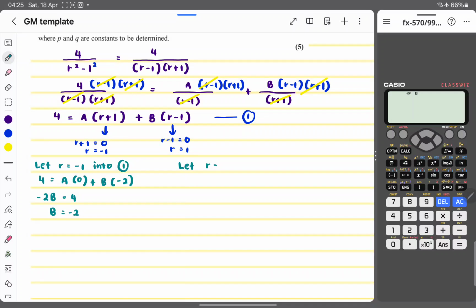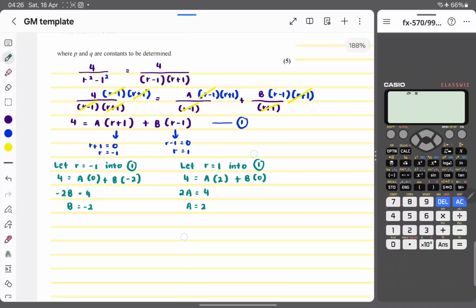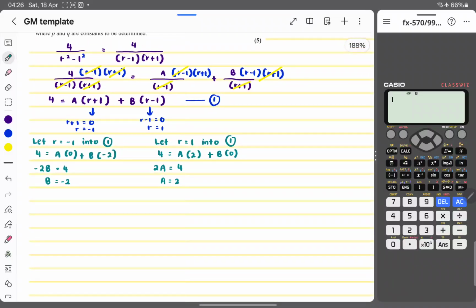And let r equal 1 into equation 1. 4 is equal to a(1 plus 1), 1 plus 1 is 2, plus b(1 minus 1), 1 minus 1 is 0. Therefore, we have 2a equal to 4. a is equal to 2. Let's rewrite our partial fraction.